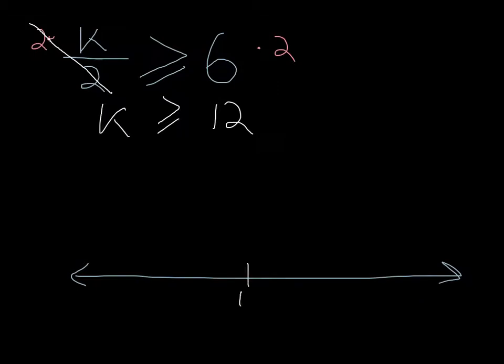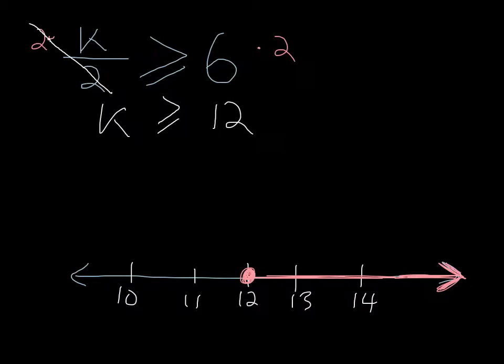So we'll go ahead and put 12 right in the middle. Put at least 2 numbers on each side. And then we have to decide, do we put in an empty circle or a full circle? Well, k can equal 12 in this case, so we'll put a full circle right on 12. Fill in the line to the right and match the arrow with the greater than or equal to sign.